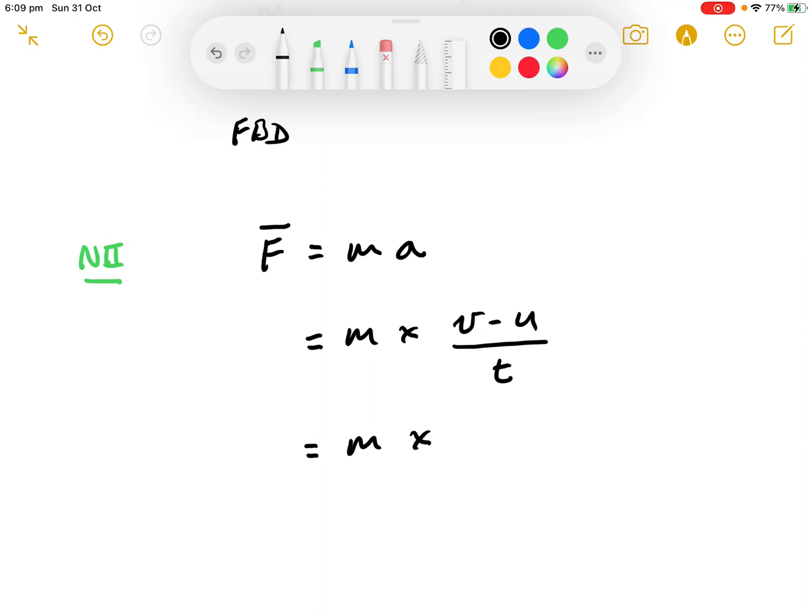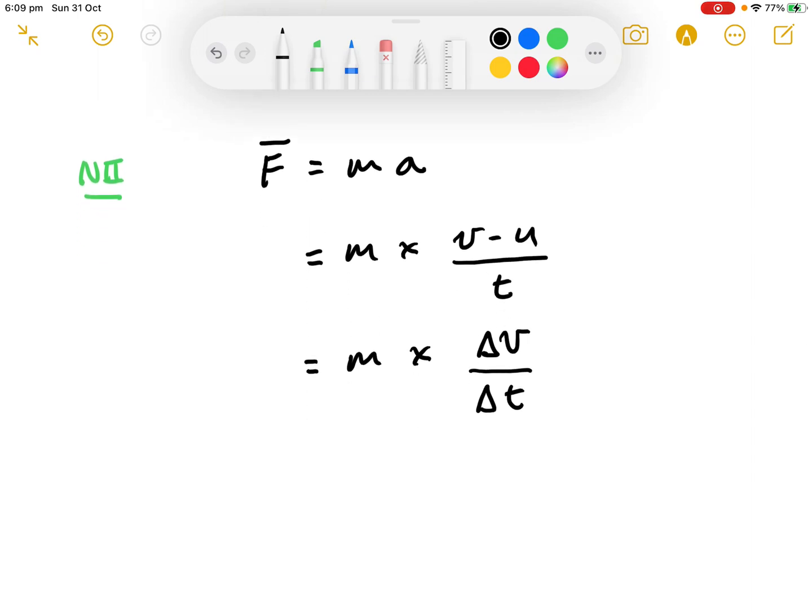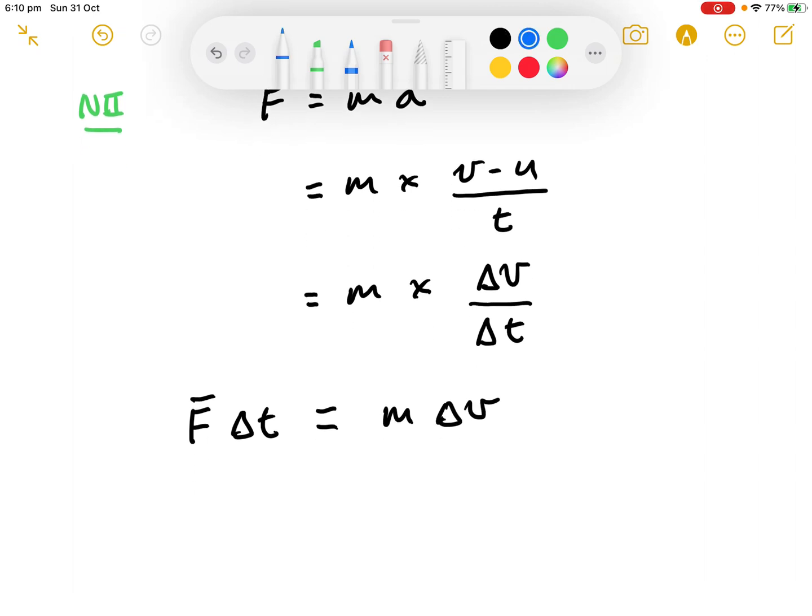Now I'm going to write this slightly differently from normal. I'm going to call v minus u, the change in velocity of the ball, delta v. That's the Greek letter delta. It looks like a little triangle. That just means change in velocity. And for symmetry, I'm going to call the time of contact delta t. Okay, that's the time of contact. And all I'm going to do now is bring that delta t round to the left-hand side of the equation, and I'm left with m delta v on the right.